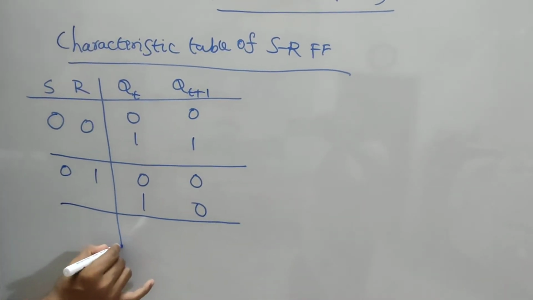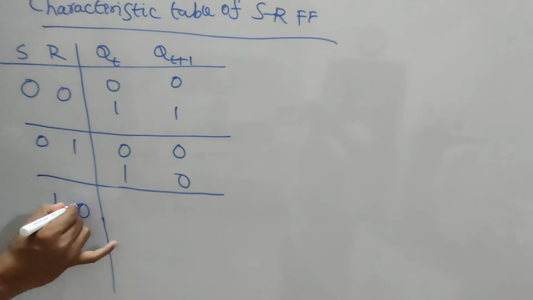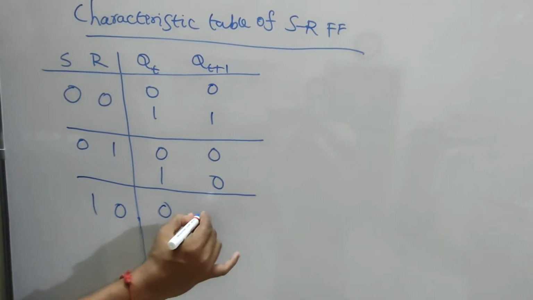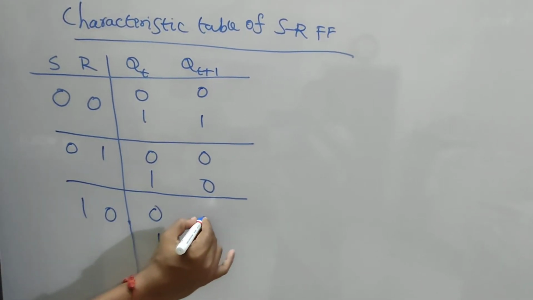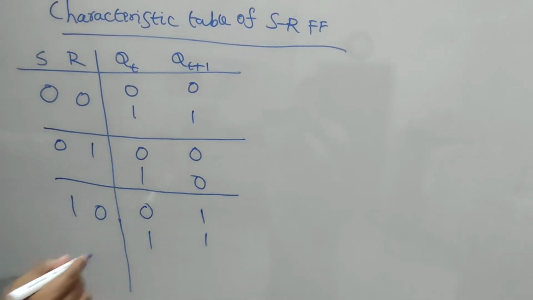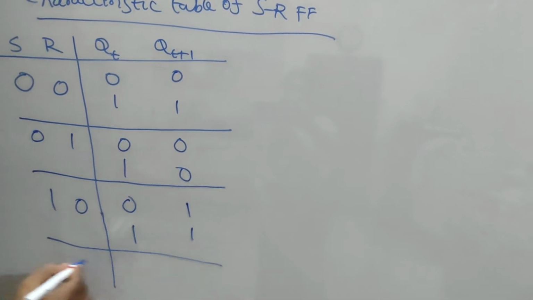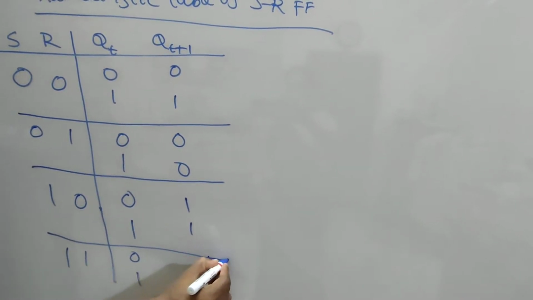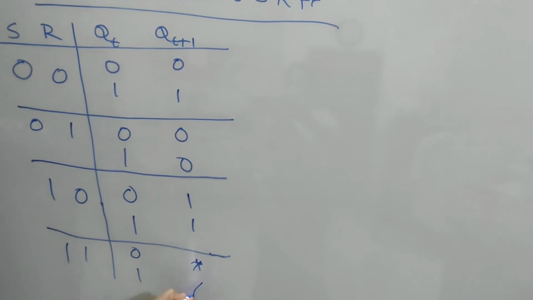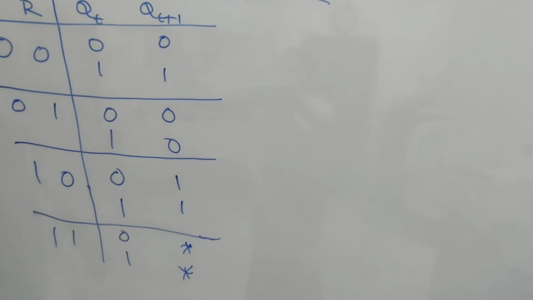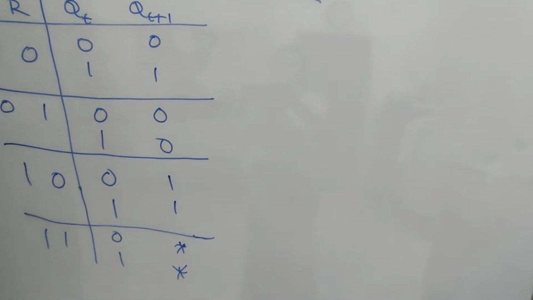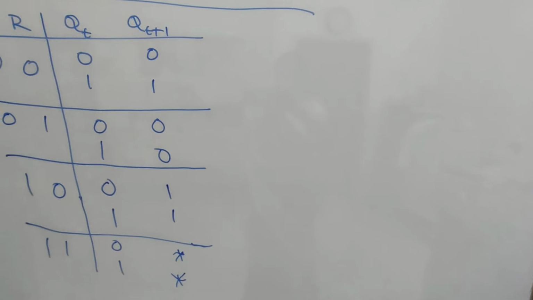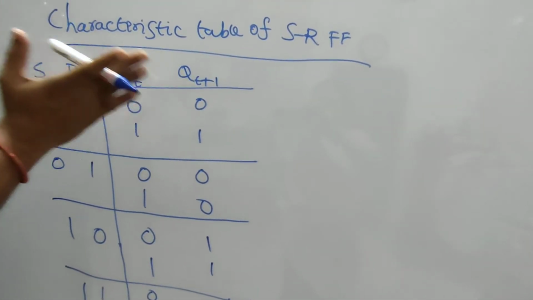Then 1 0 is called the set state. Irrespective of the present value of the present state, the next state is always 1. For 1 1, it is the indeterminate state because both the outputs of the flip-flop momentarily go to 1. That is why it is indeterminate. So this is our characteristic table of the SR flip-flop.